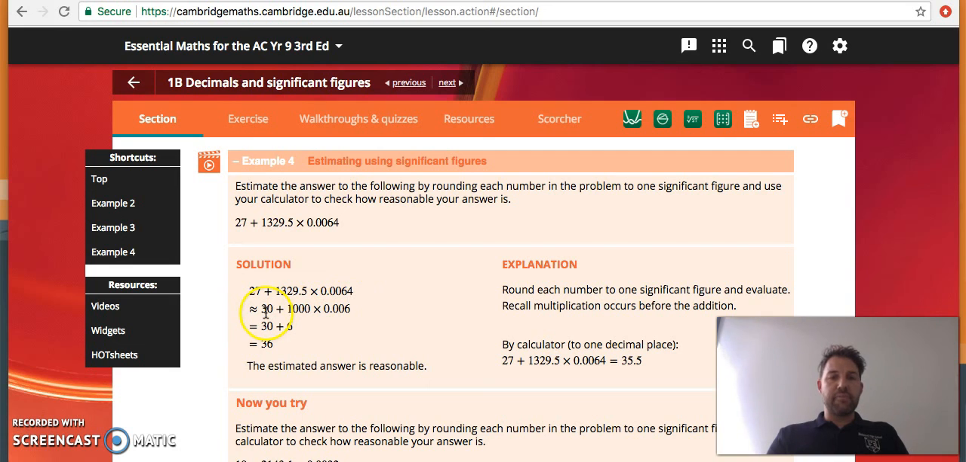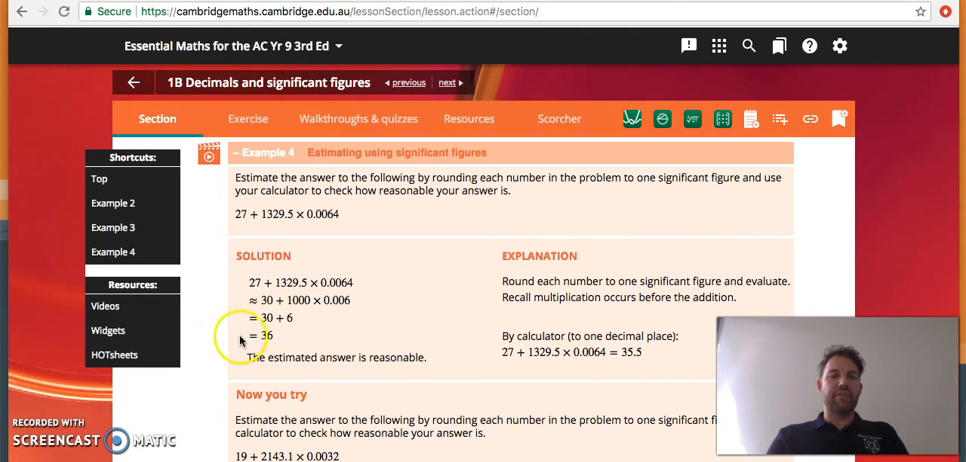We do that sum, and it's 30 plus 6, which equals 36. That's obviously an estimation, it's not an equals. Then we do that on the calculator and it's 35.5, and they are very similar. They're not identical because we've rounded. We don't expect the answers to be identical, but they're close.